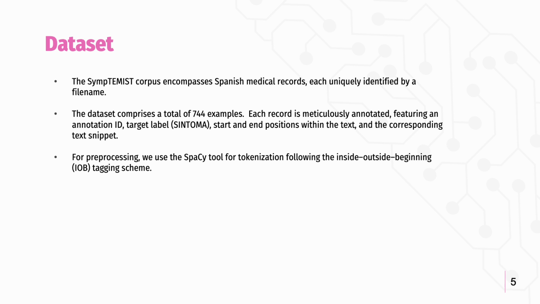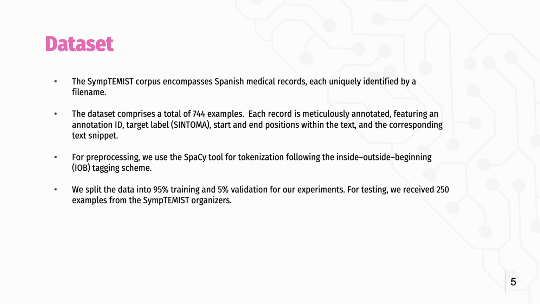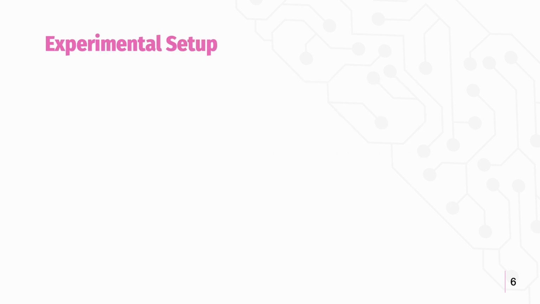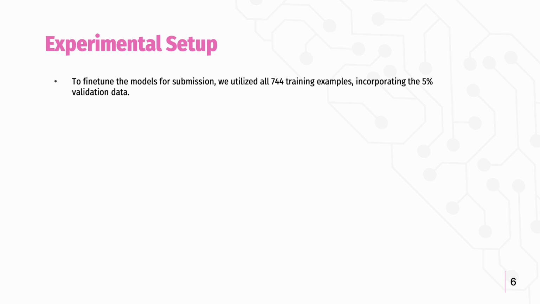For tokenization, we use the spaCy tool and we follow the IOB tagging scheme. Finally, we split the data into 95% for training and 5% for validation. For testing, we received separate files with a total of 250 examples. During the experiment, we incorporated all training examples, including the 5% validation data, for fine-tuning the models.